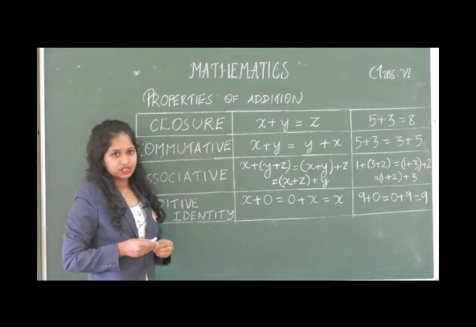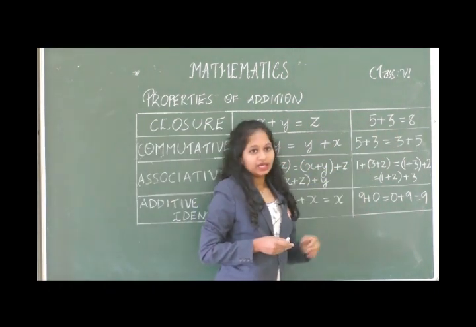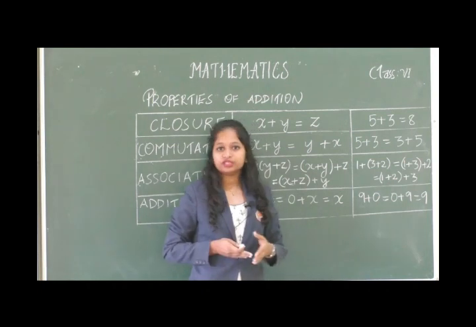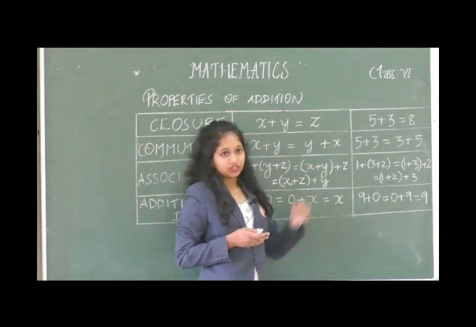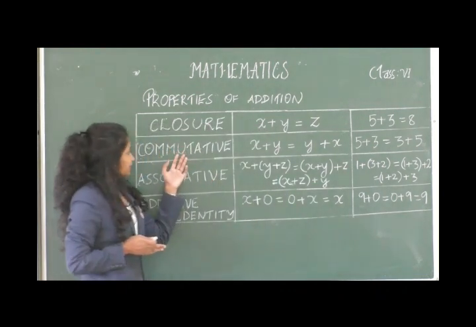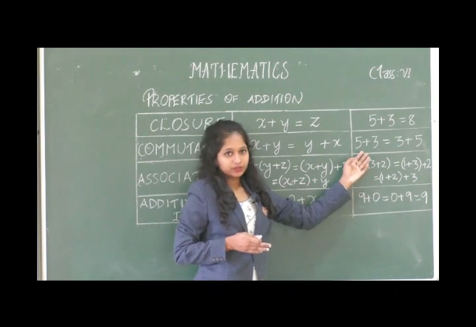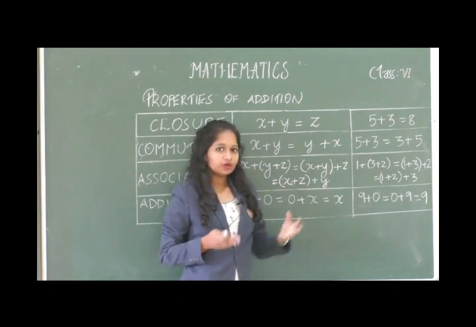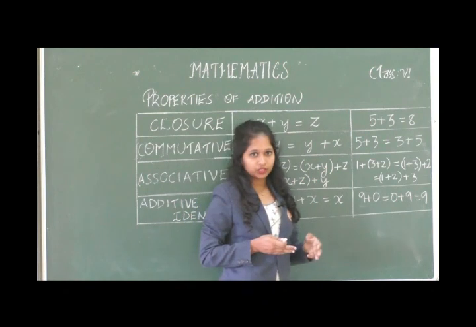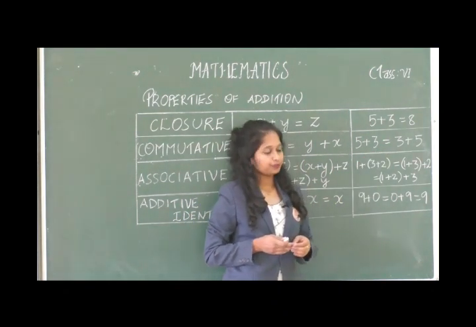For closure property, take 2 numbers. I have taken 5 and 3. You add 5 and 3, you get 8. 8 is also a whole number. In case of commutative property, in whichever order you add, you get the same value. 5 plus 3 is nothing but 3 plus 5.